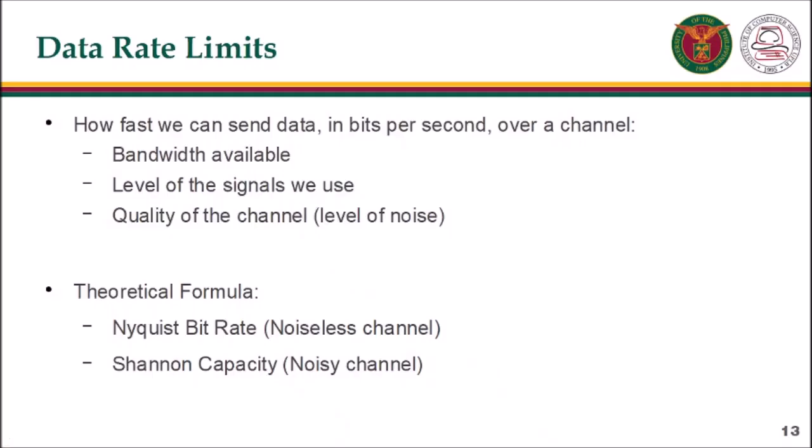A very important consideration in data communications is how fast we can send data, in bits per second, over a channel. Data rate depends on three factors: the bandwidth available, the level of the signals we use, and the quality of the channel. Two theoretical formulas were developed to calculate the data rate: the Nyquist bit rate for a noiseless channel, and the Shannon capacity for a noisy channel.